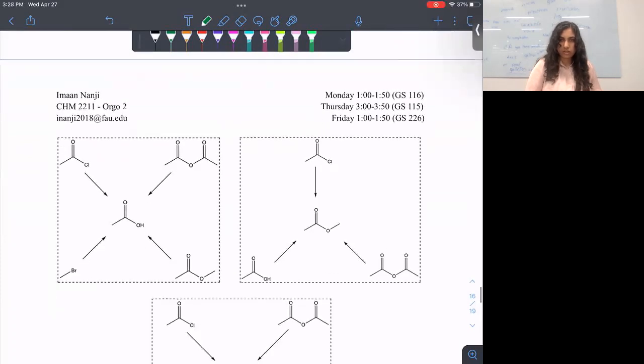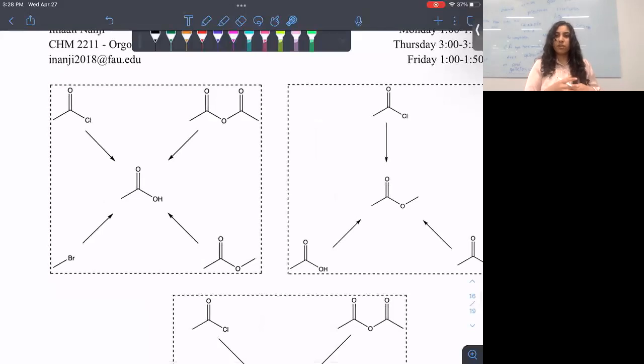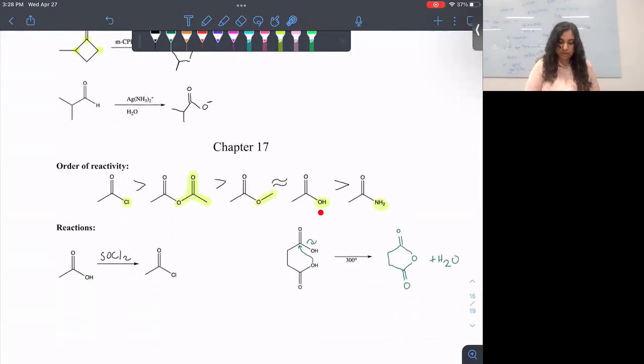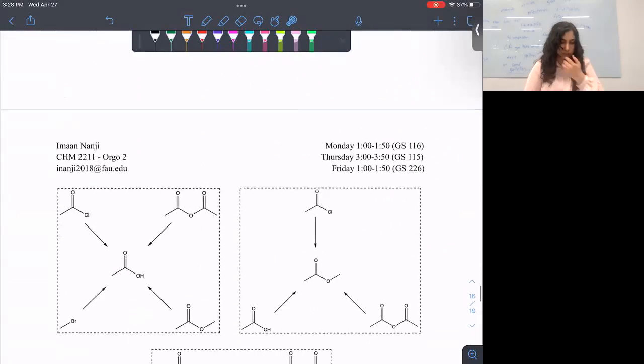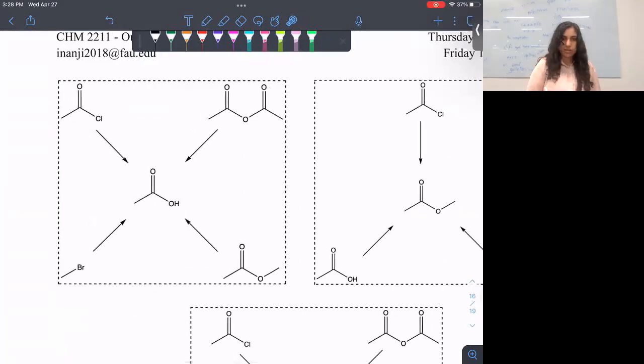So besides those, we can summarize everything like this. For the very first square, it's going from all the derivatives to a carboxylic acid. If we look up here, carboxylic acid is not very reactive. So we can go from all of these derivatives and react it with the same nucleophile and get to a carboxylic acid. That's why the reactions of the chapter are so convenient. All we need to do is give another derivative H2O.